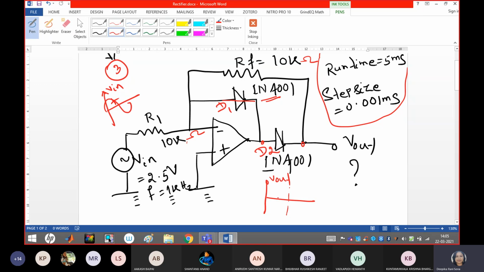Suppose these are 2 different cycles. In this first half cycle, it will not appear. Then what about the negative half cycle? When this negative voltage appears, because of the virtual ground, this path is 0, and again negative voltage is coming. So the negative saturation voltage will make diode D1 become open now, but this will make diode D2 conduct.